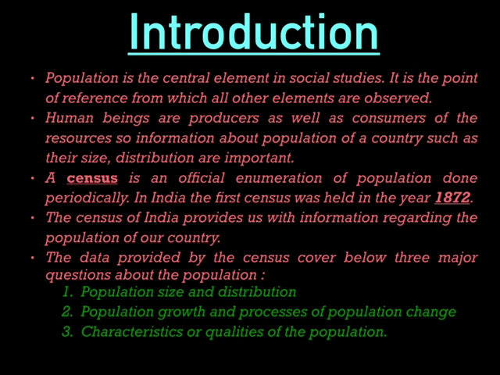Introduction. Population is the central element in social science. It is the point of reference from which all other elements are being observed. Human beings are producers as well as consumers of the resources, so information about the population of a country, such as their size and distribution, is very important.